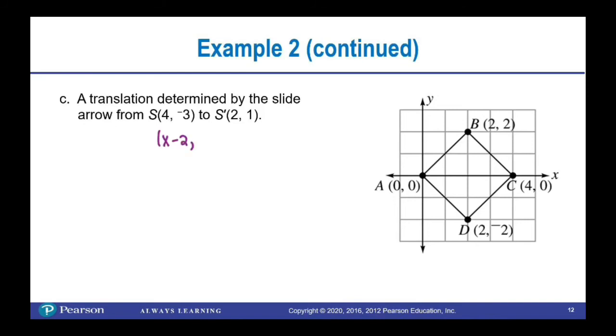And I need to think about my y's. Negative 3 plus what makes 1? Well, that would be 4. So y plus 4 would denote how we move the y's. This again is the same that we saw in part A.